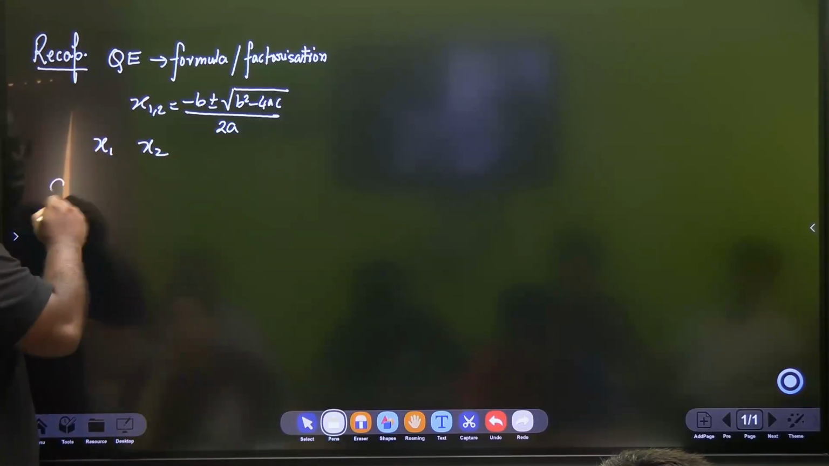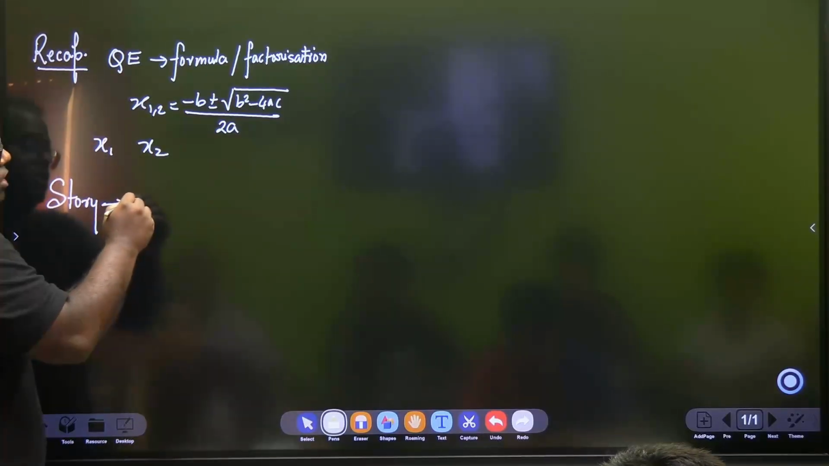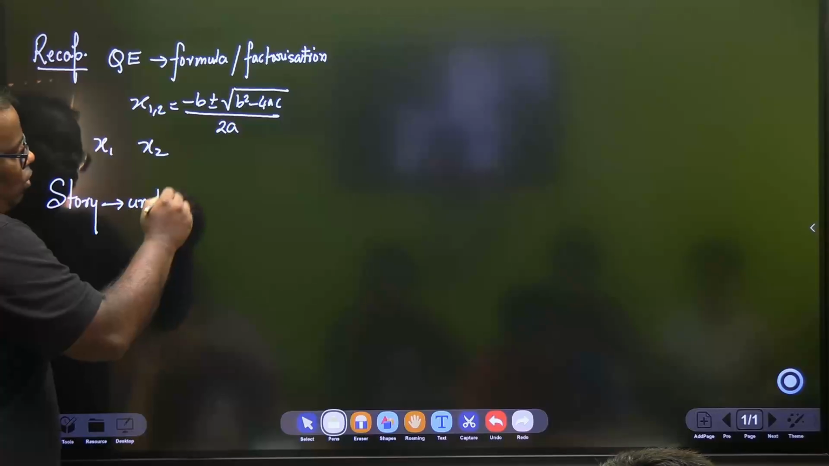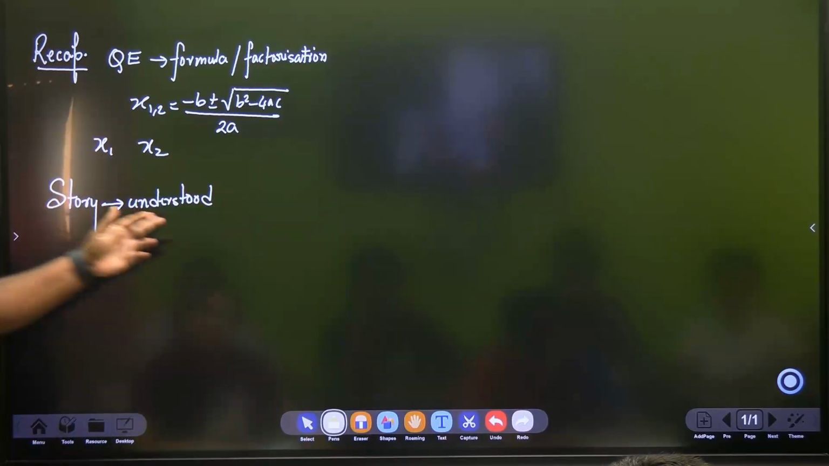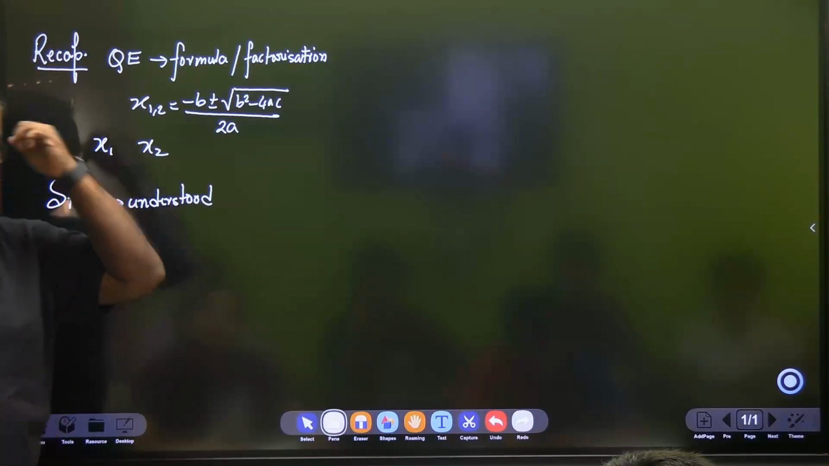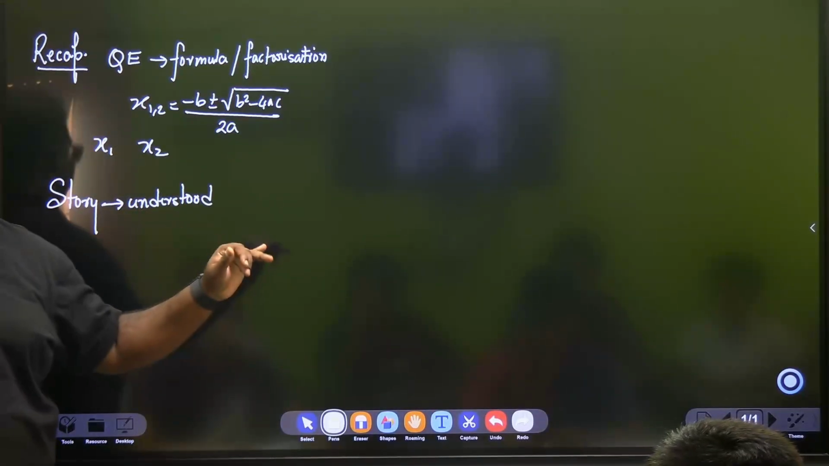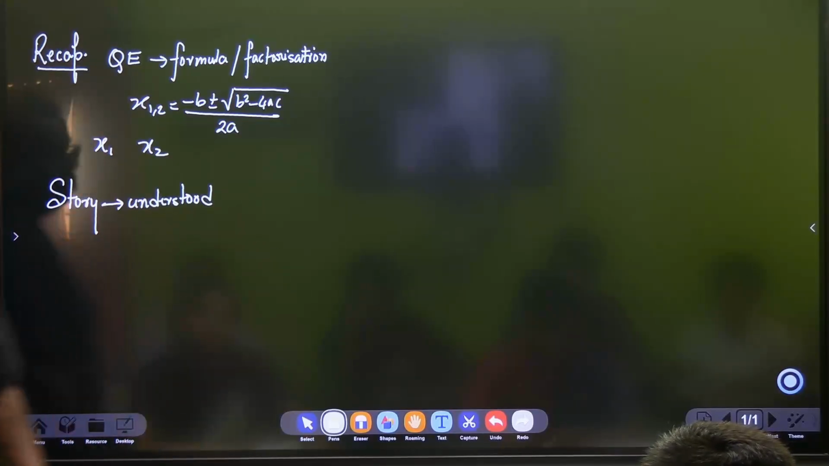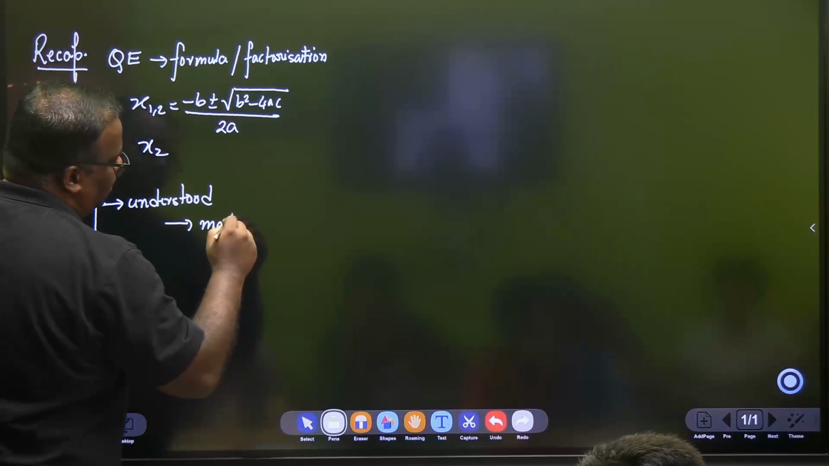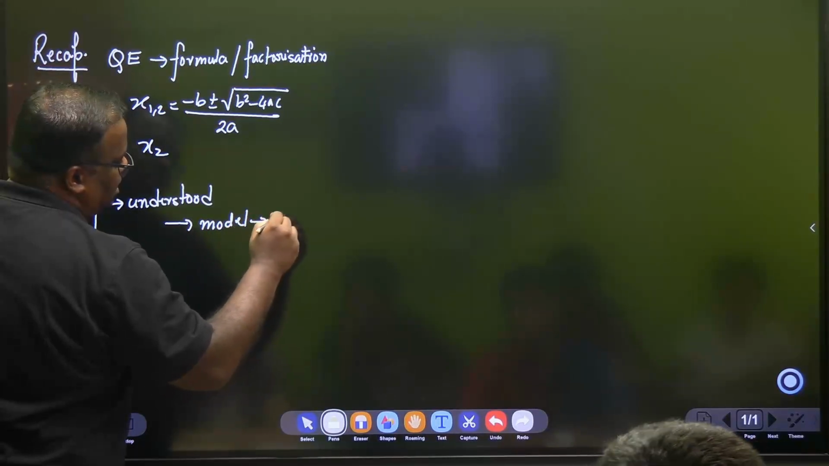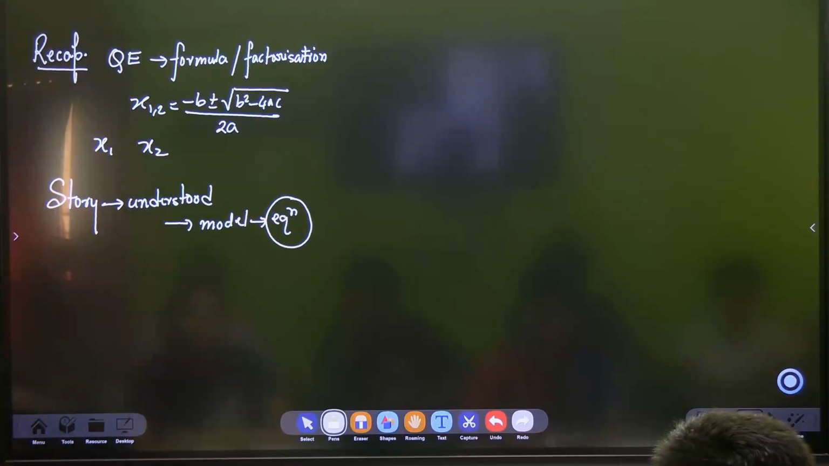Every question here will have a story. As I always say, the story has to be understood first. In my last 3 to 4 years, I find the challenge in children is only this step. They simply give it up because they don't have the patience to decode the story. First, you have to understand the story. Once you understand the story, then you have to model it and set up your equation. Once this is done, you will only be a fool if you can't solve it further.